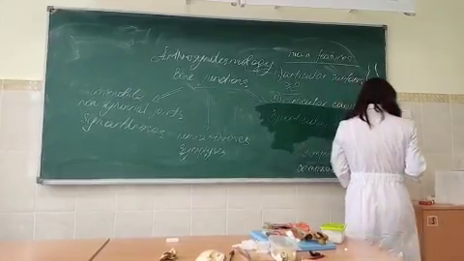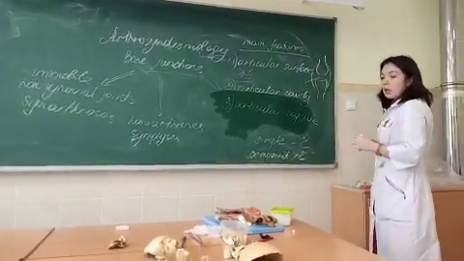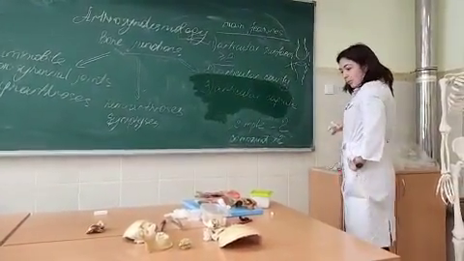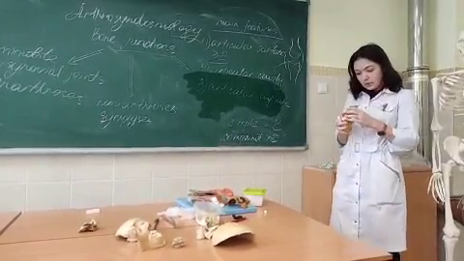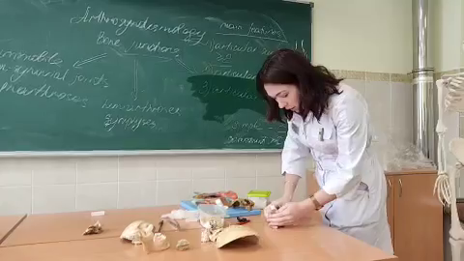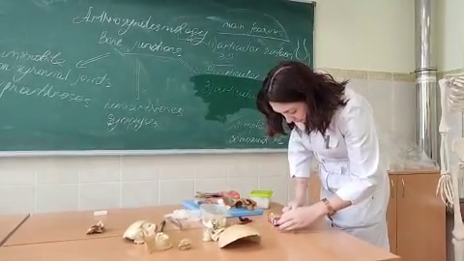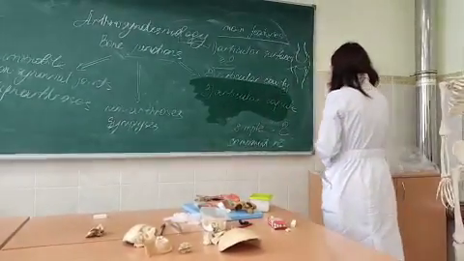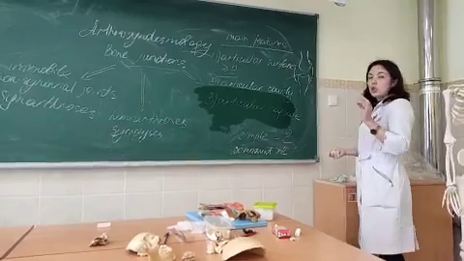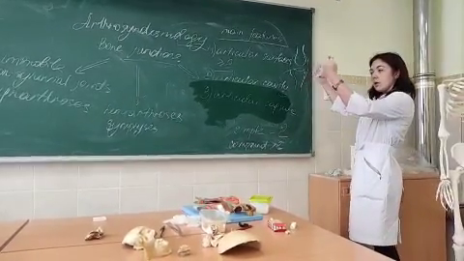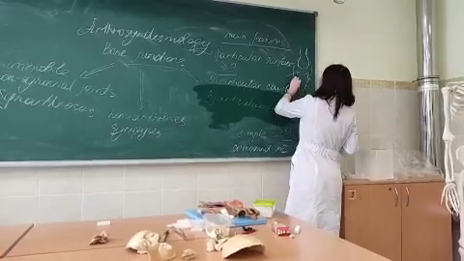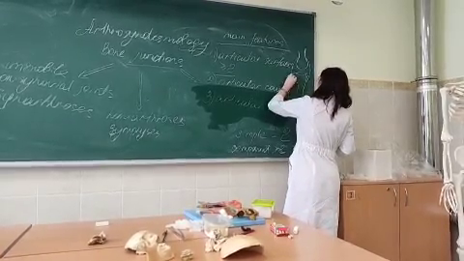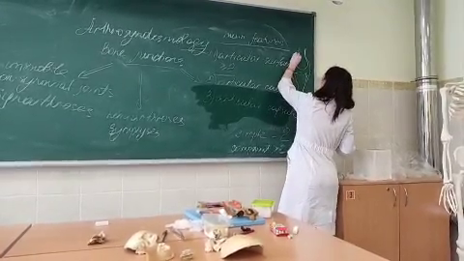And the third main structure of synovial joints is the articular capsule. The articular capsule is a connective tissue structure that separates the articular cavity from all the other structures of the human body. The articular capsule is usually attached to the margins, to the edges of articular surfaces. Like this.